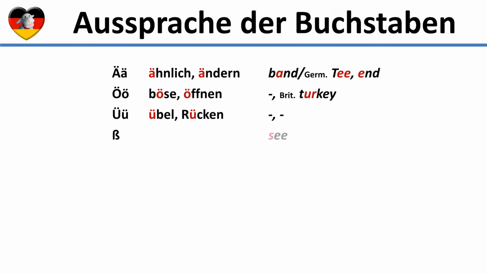ß is always pronounced like an unvoiced S. Straße. Heiß. Well, I guess we've come to the end of this lesson.